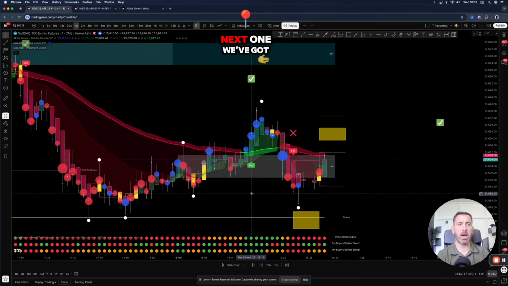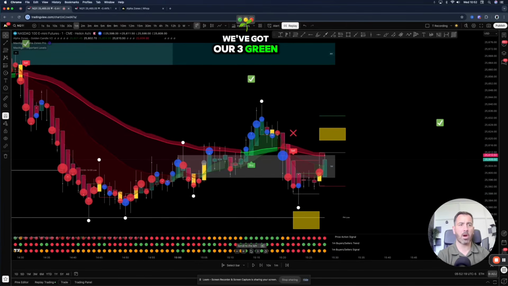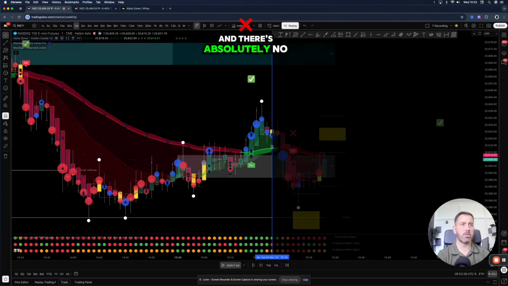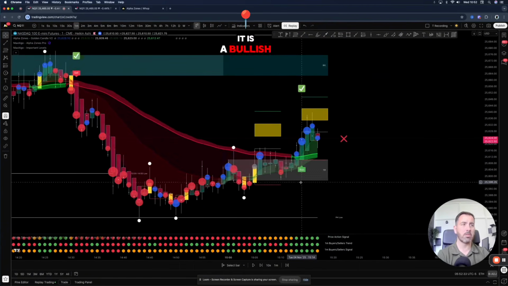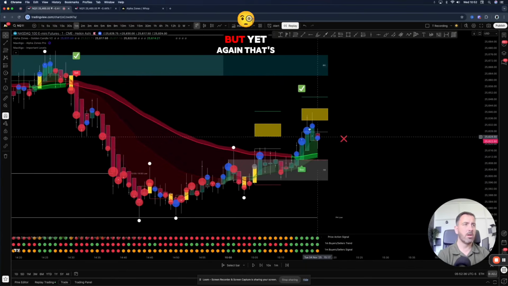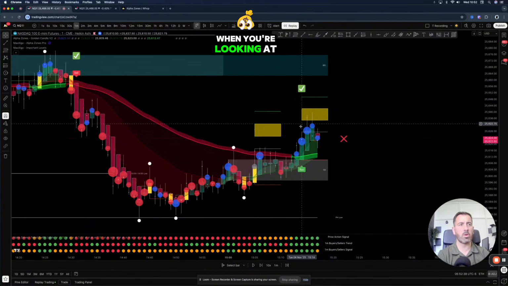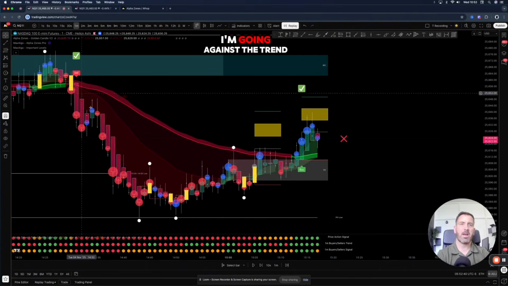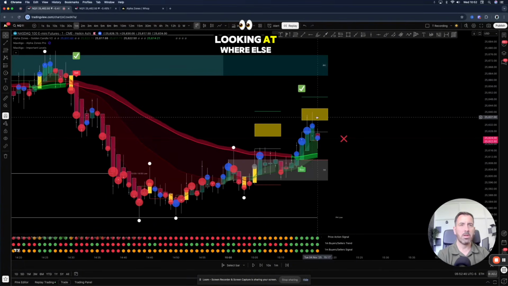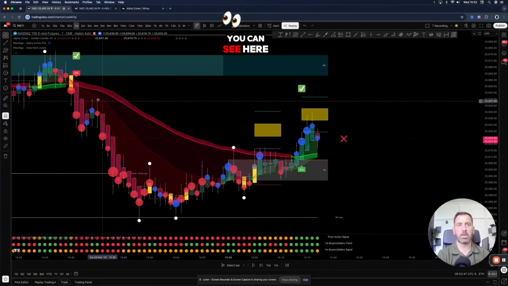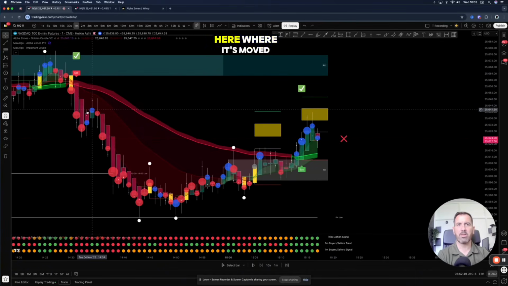So we've got the next one. We've got a buy signal here. We've got our 3 green traffic lights. Trend wave is red. We've got directional volume, and there's absolutely no reason why I can't take that trade. It is against the trend. Obviously, it is a bullish trade when we've been quite bearish here. But yet again, that's one of the reasons why, when you're looking at where would I be taking profits, I'm going against the trend. I'd be looking at maybe going at TP1 here. I wouldn't, or looking at where else we've had these pullbacks. You can see here, we've had this area here where it's moved.